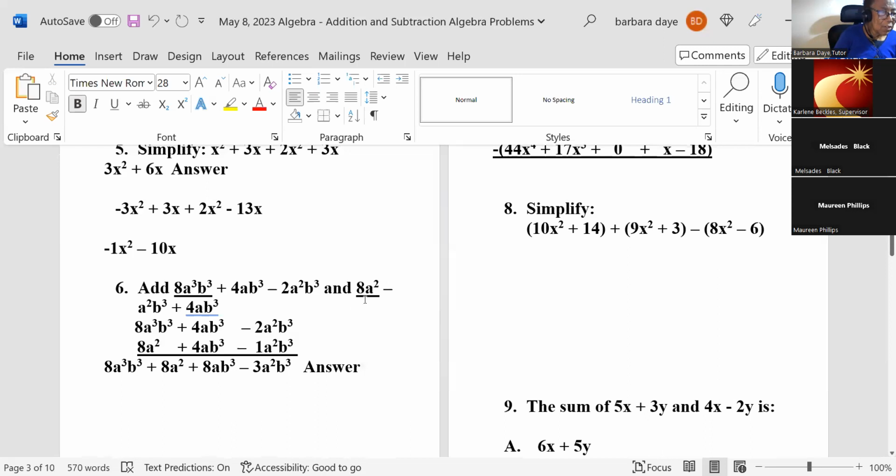Maureen identified two terms that only appear once: A to the third, B to the third, and A to the second. So you just write them just as they appear. And then the 4AB to the third appears twice. So 4 plus 4 is 8. This is an add. Then the 2A to the second, B to the third appears twice, as a -2 coefficient and as a +1. So this is minus A to the second, B to the third. So that's why we have a minus, and we can add those and get minus.